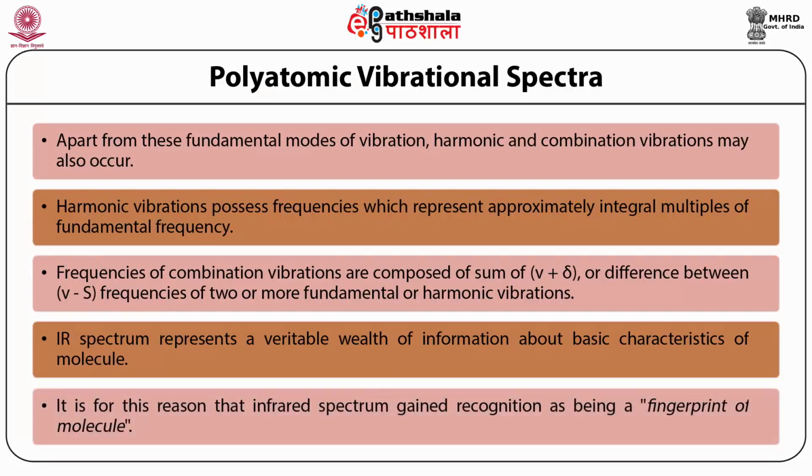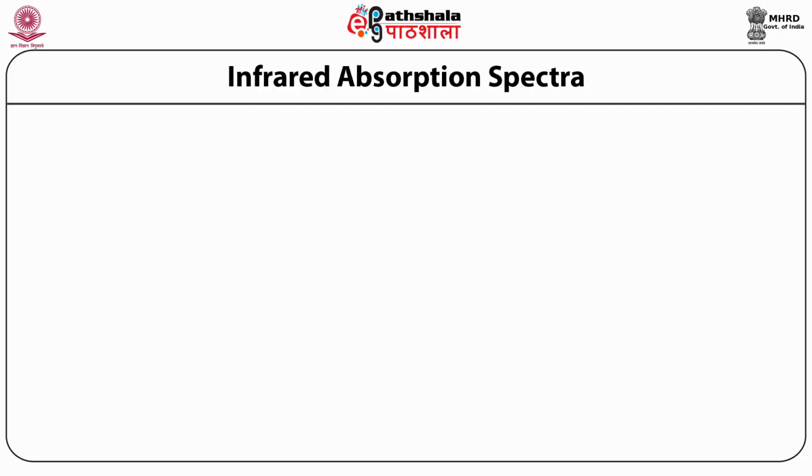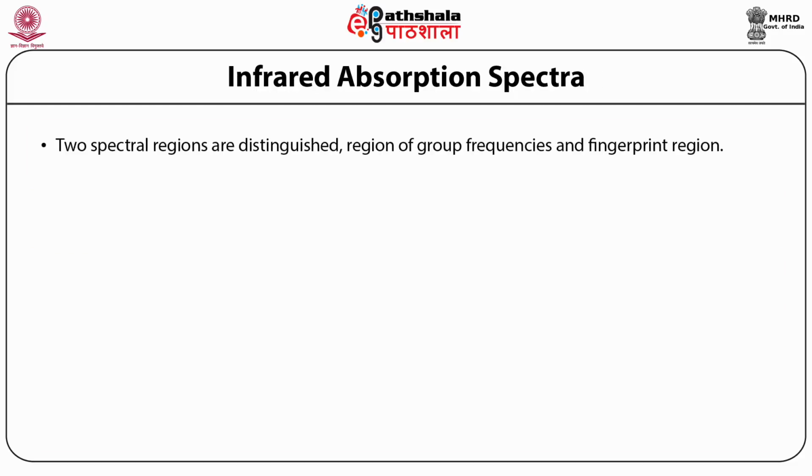It is for this reason that the infrared spectrum gained recognition as being a fingerprint of the molecule. In the IR spectrum, two spectral regions are distinguished: the region of group frequencies and the fingerprint region. Group frequency region lies approximately between 4000 centimeter inverse and 1400 centimeter inverse.